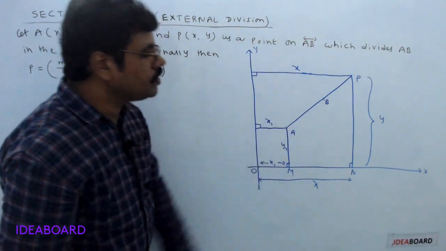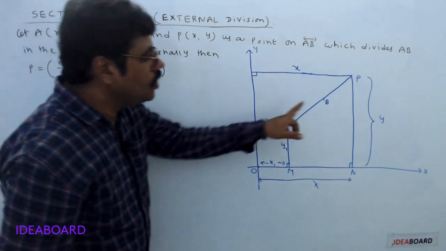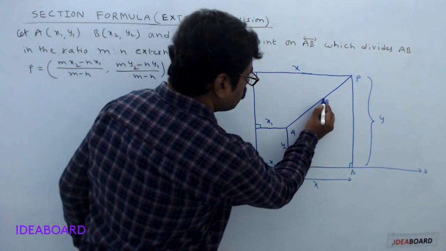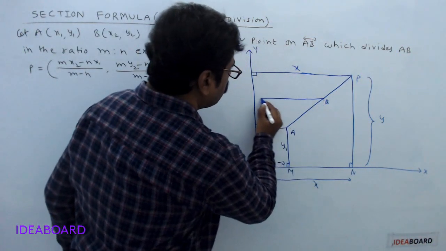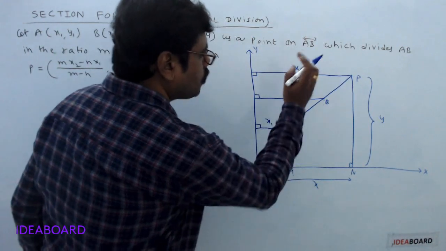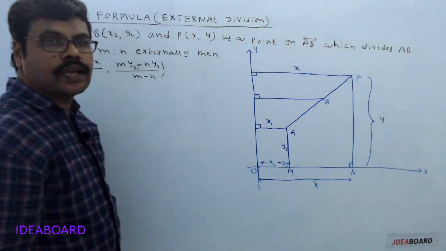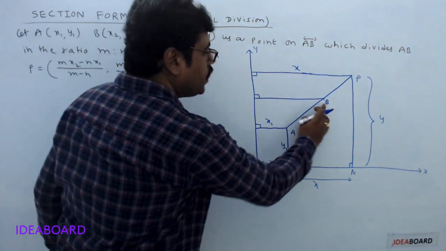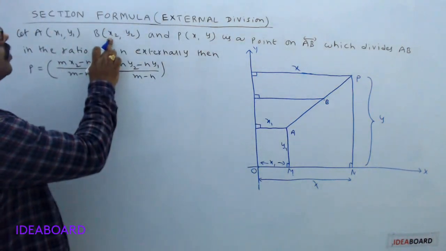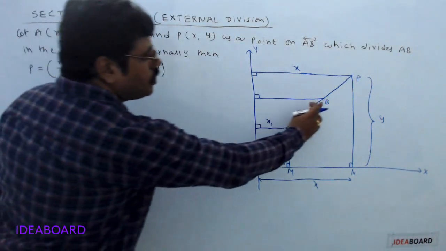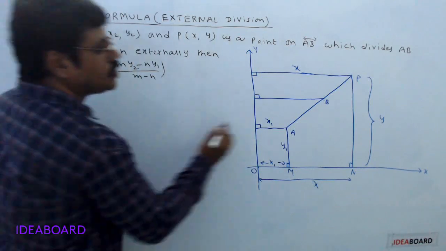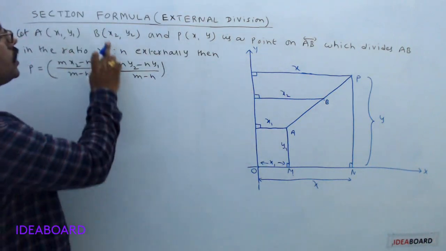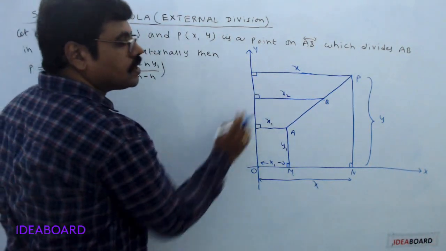Then come to the point B. Draw a perpendicular from the point B onto the y-axis. Now this is the perpendicular from the point B onto the y-axis. From the definition of x-coordinate, the distance from B to the y-axis is the x-coordinate of B. Now this length will be taken as x2.